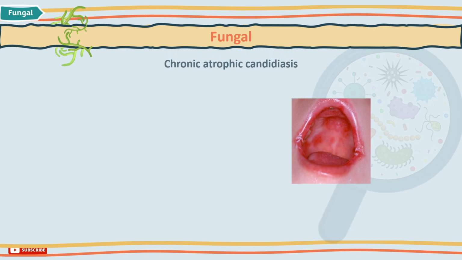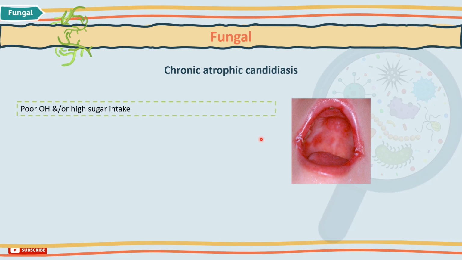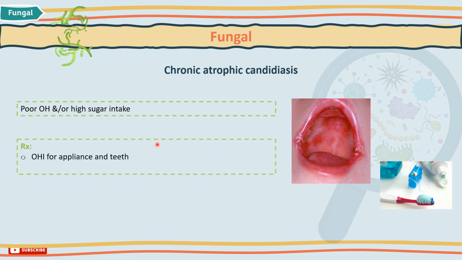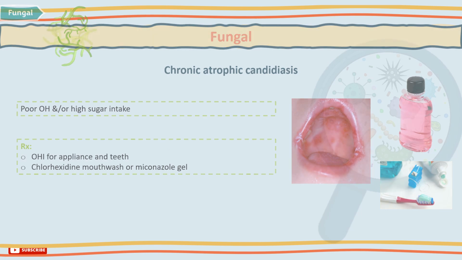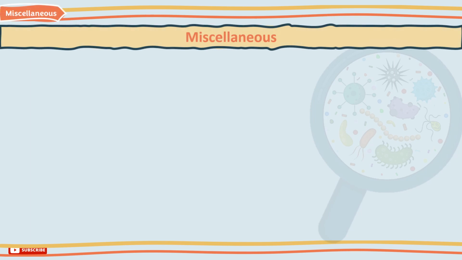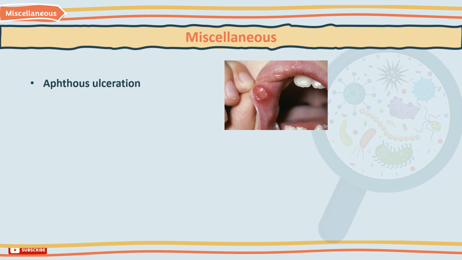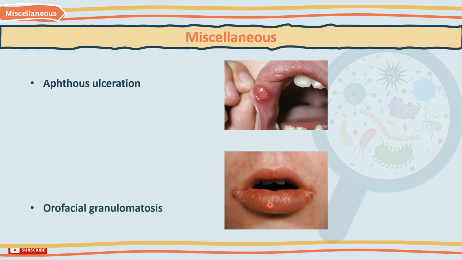Chronic atrophic candidiasis, most commonly related to poor oral hygiene or high sugar intake. Treatment includes oral hygiene and instructions for the teeth, of course, and for any appliances used. Also, chlorhexidine mouthwash or miconazole gel. Other different oral illnesses may include aphthous ulceration and orofacial granulomatosis.